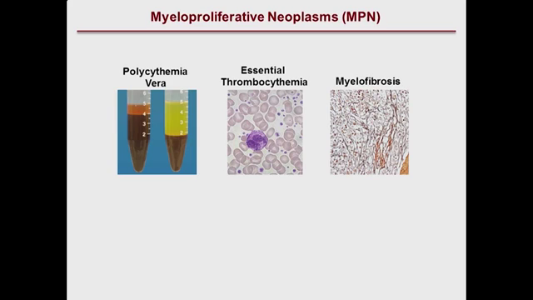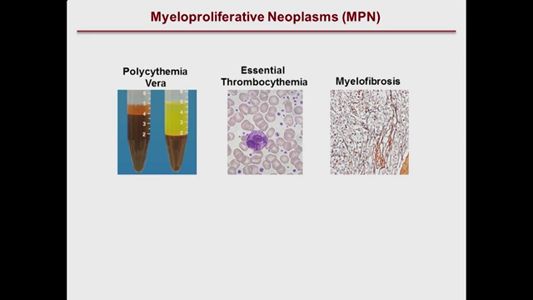My lab is focused on myeloid malignancies and especially on myeloproliferative neoplasms, which, as you probably all know, are clonal disorders of hematopoiesis that arise in the hematopoietic stem cell compartment. And they are named for the phenotypes of the disease: polycythemia vera, essential thrombocythemia, and myelofibrosis.